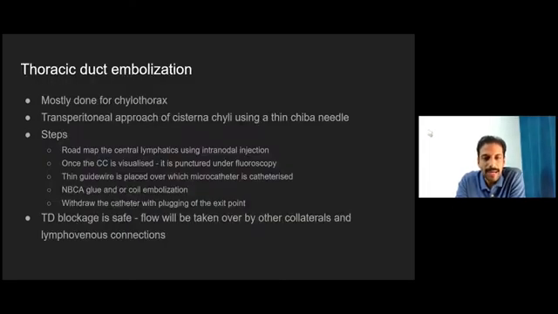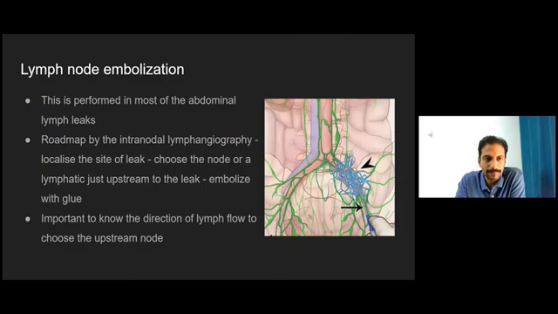The next commonly done intervention in our department is thoracic duct embolization. This is not so important for the gastroenterologist because it is mostly done for chylothorax. If there is a leak or a traumatic leak from the thoracic duct or anywhere in the chest, the go-to modality is to block the thoracic duct, and that procedure is called thoracic duct embolization. This is not so relevant for a gastroenterologist. I just wanted to mention that this is also one of the interventions we can offer.